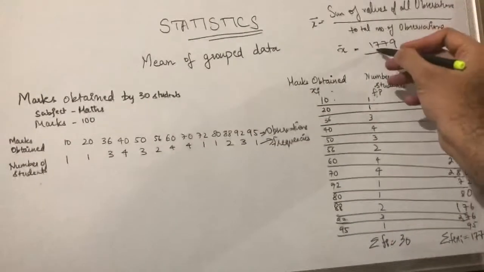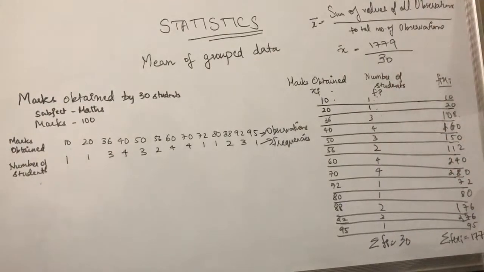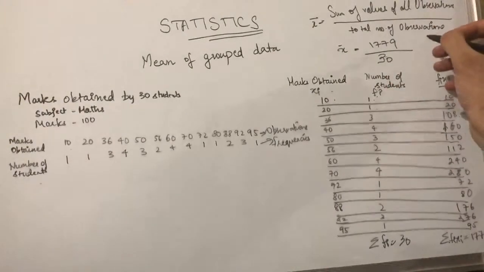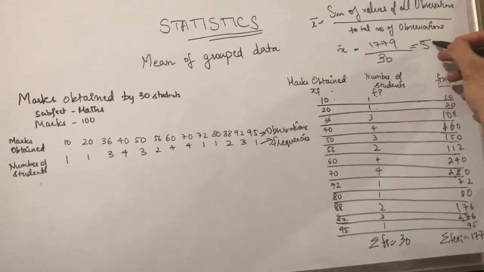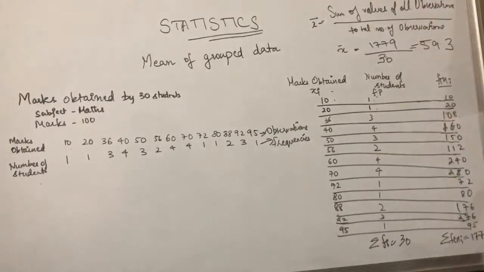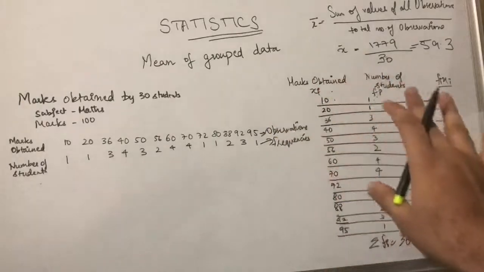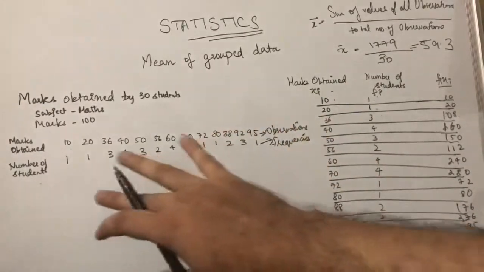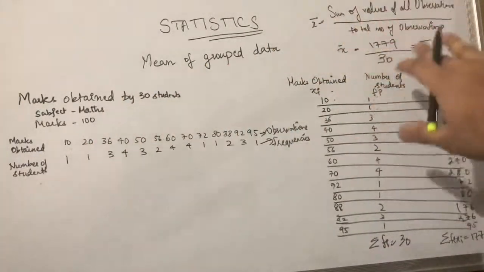Now when we do 1779 by 30, we get the mean, which I've already calculated and kept, it is 59.3. So this would be your mean marks of the data. The data is of the classroom, so this would be the mean marks of the whole classroom.